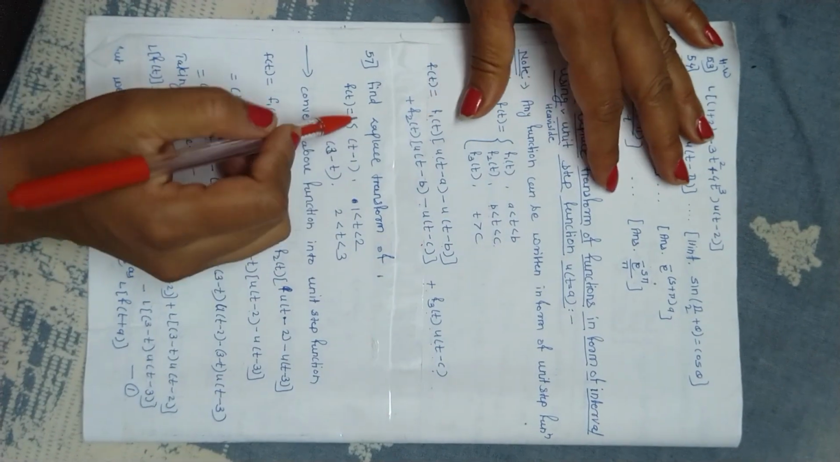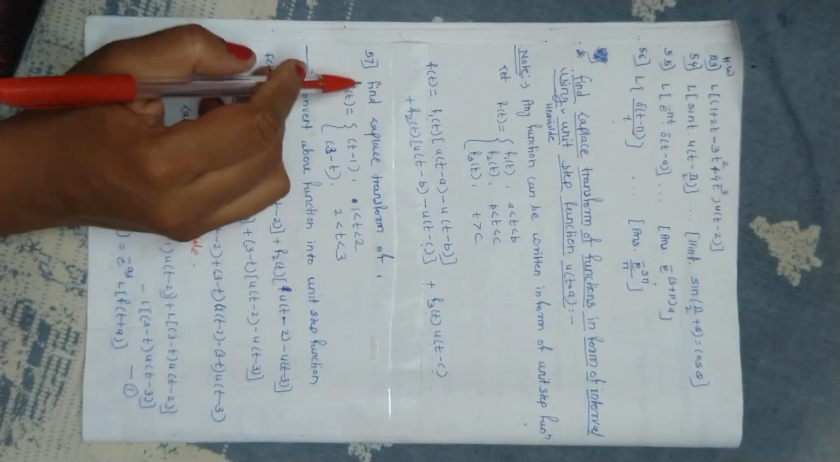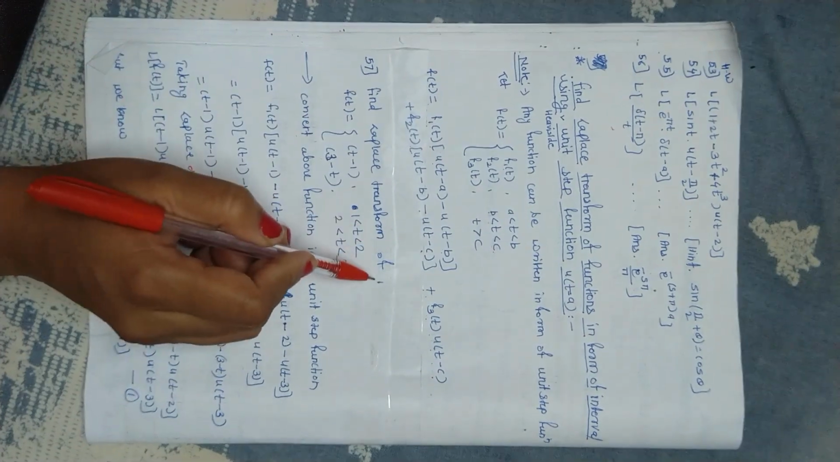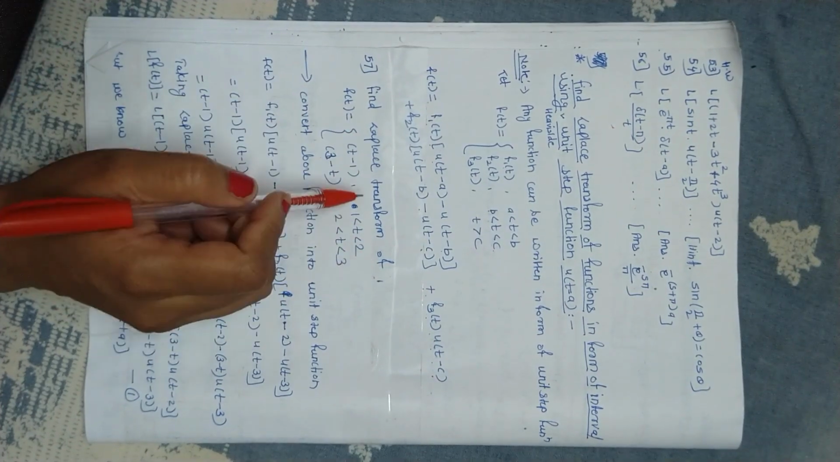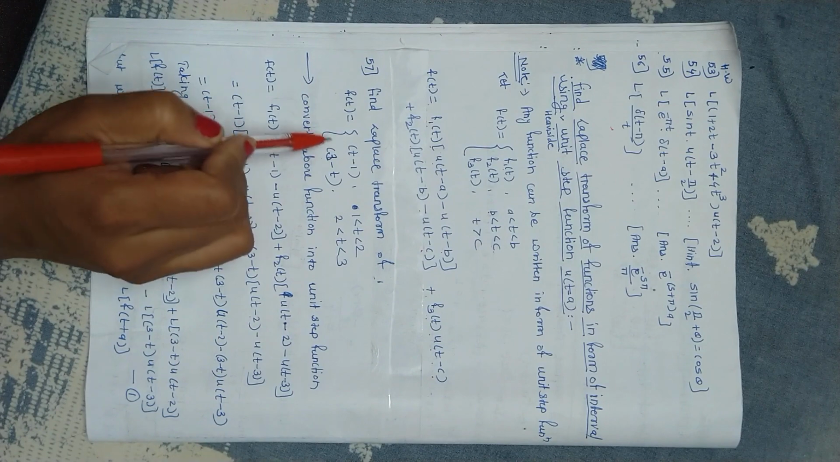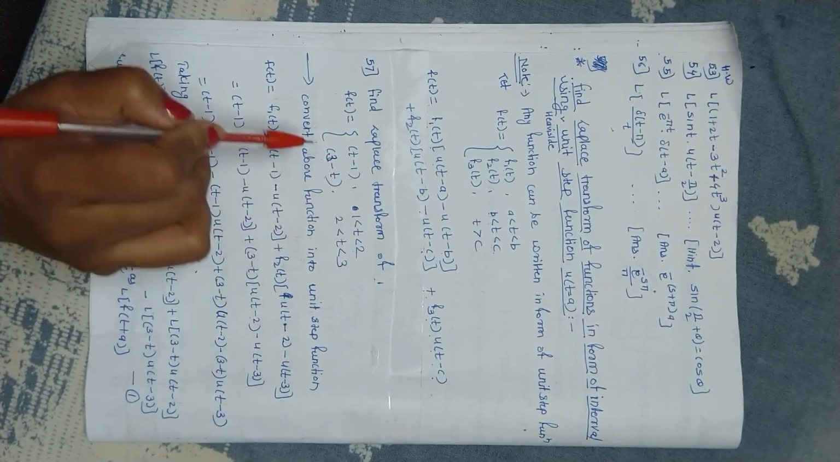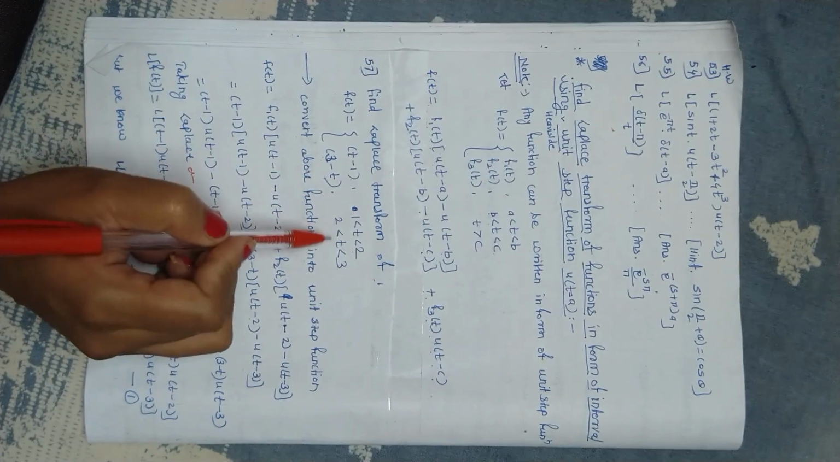Suppose next example, consider the next example, which depends on this. The 57th example: find the Laplace transform of, this is a very simple question, f of t given in the interval form. First one is t minus 1 when t lies between 1 and 2. Second one is 3 minus t when t lies between 2 and 3.